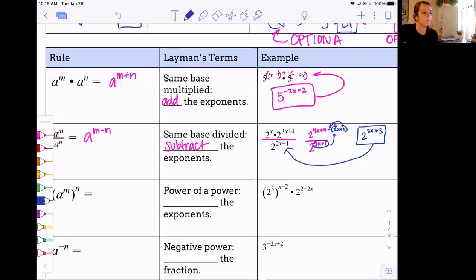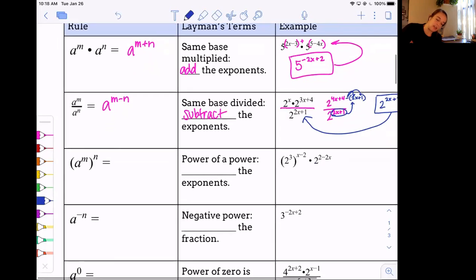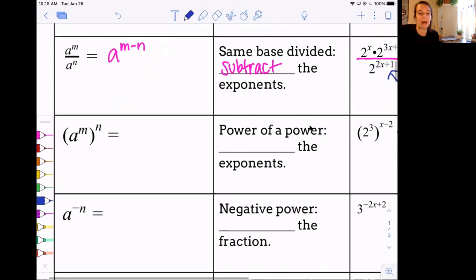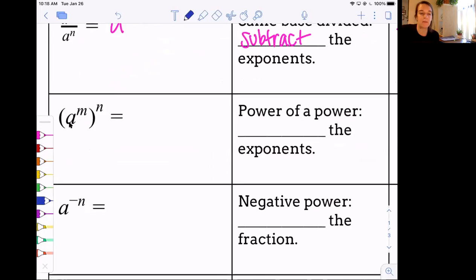No problem. Cool. So our next one that we're going to think about here is called power of a power. This is when we have a base to the power of an exponent, and that whole thing is to the power of another number. What are we going to do with these exponents here? Multiply. Yeah, we're going to multiply the exponents. So here we would have m times n. You could just write mn if you wish.